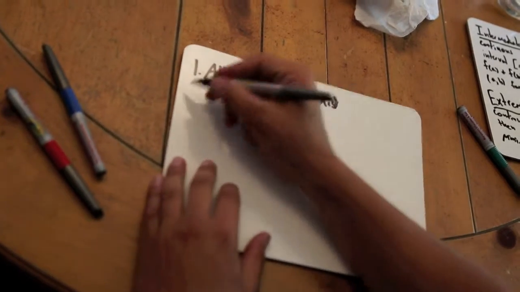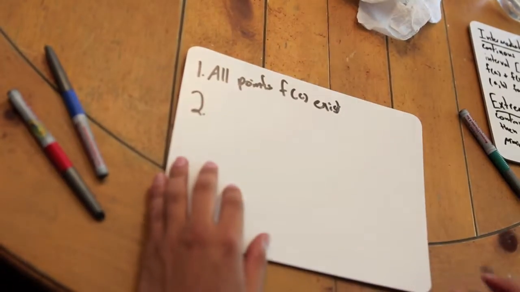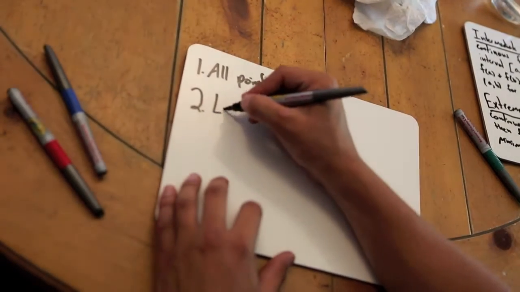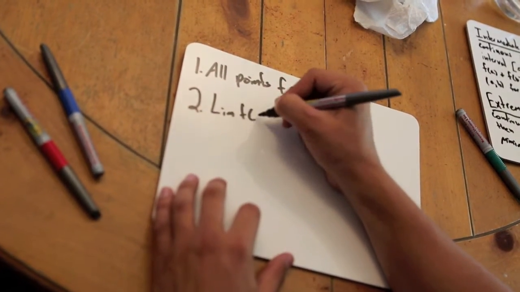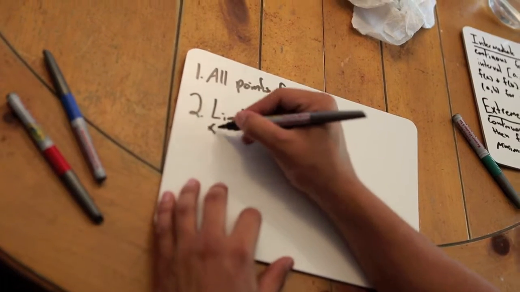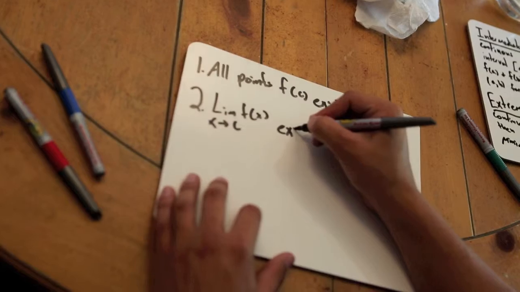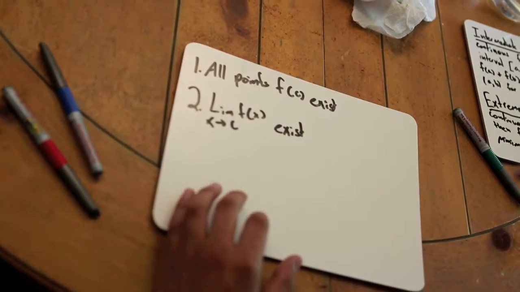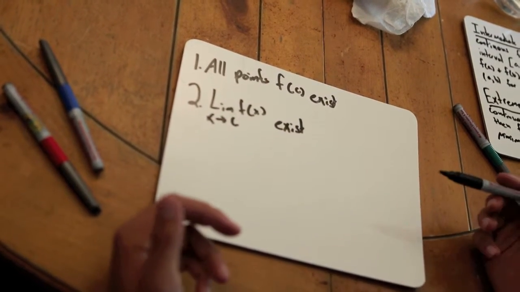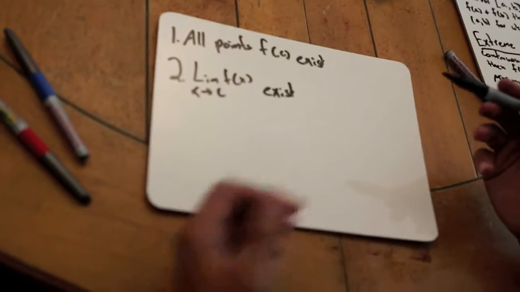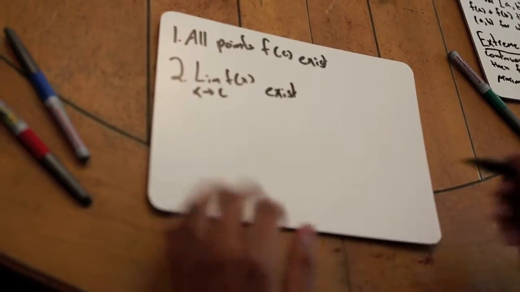And then the second condition is the limits exist from both sides. So the limit of f of x as x approaches c exists. And that's both limits, both the upper and the lower. So if they're not the same, or one of them does not exist, then it is not a continuous function.